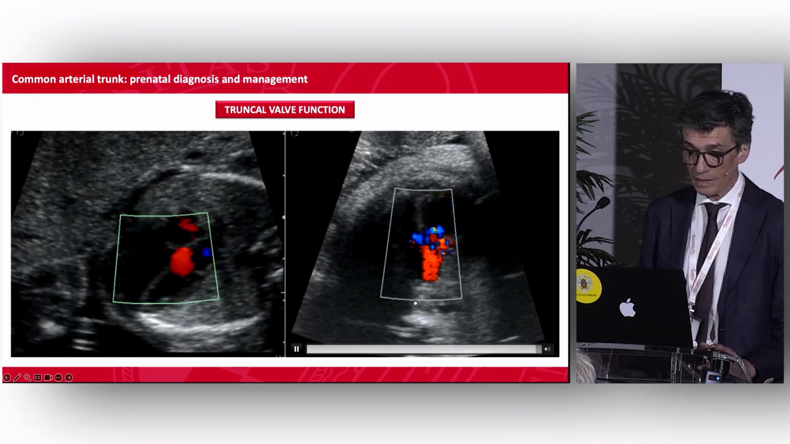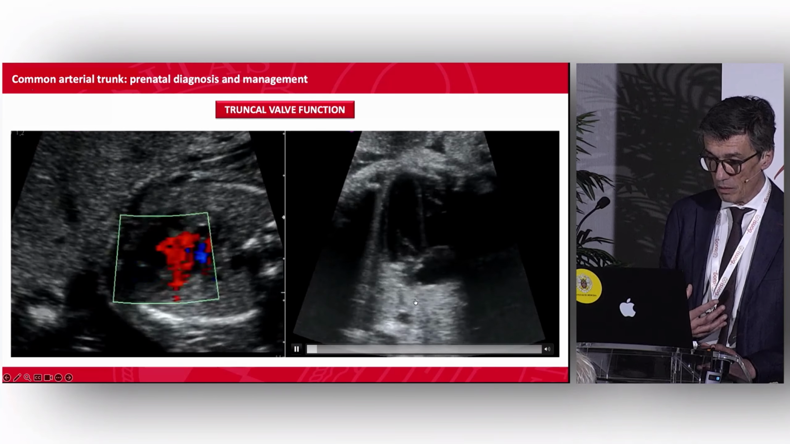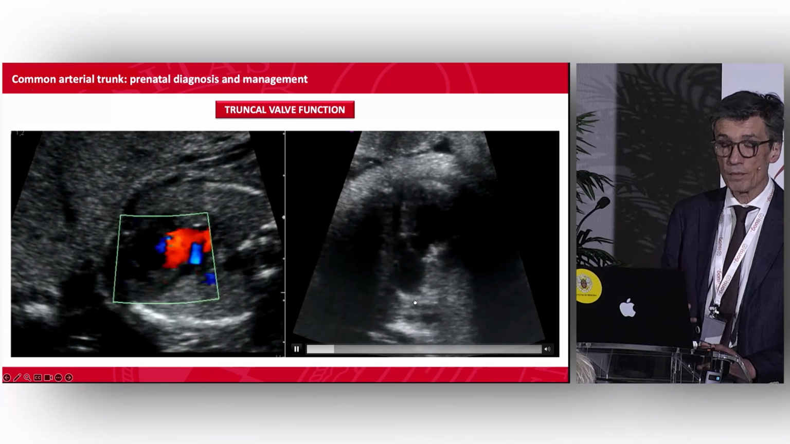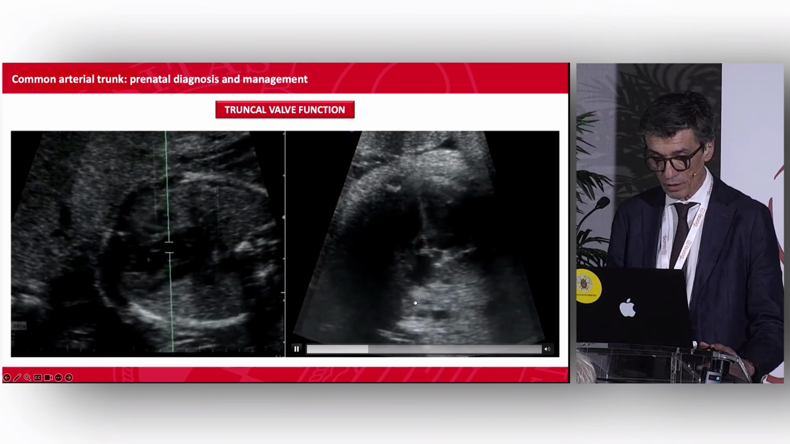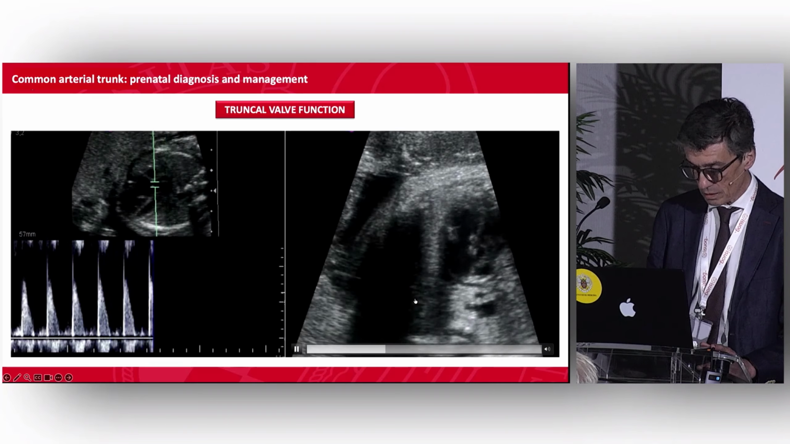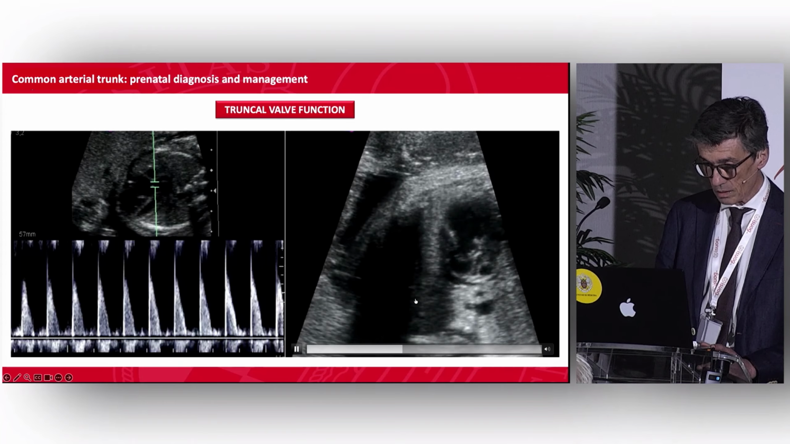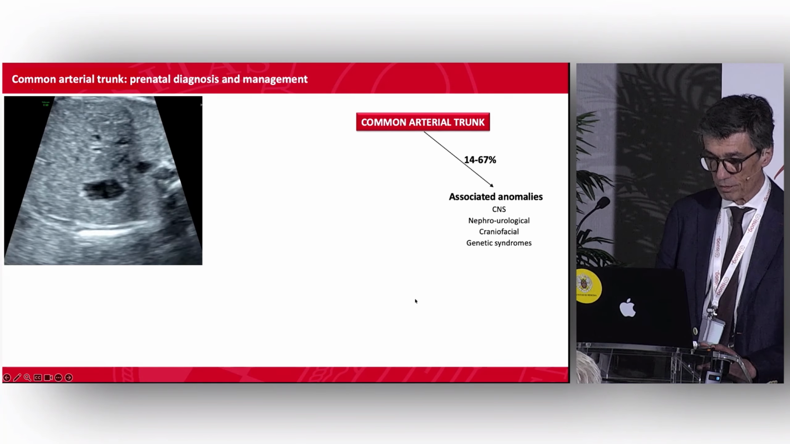So if the systemic semilunar valve is an abnormal valve, probably the baby will have many complications after surgery. So that's why it's very important to always look for the function of the truncal valve.